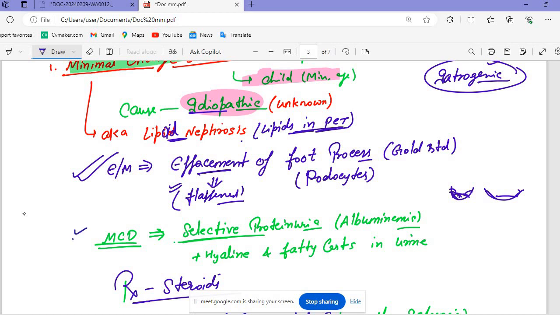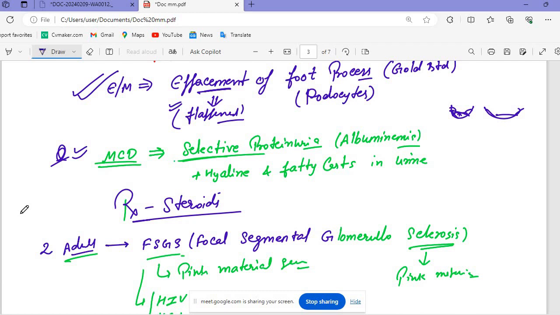In minimal change disease, there is selective proteinuria. In nephrotic syndrome, we studied that there is massive proteinuria, but in minimal change disease, there is selective proteinuria. You need to remember that selective proteinuria means only albumin is lost.